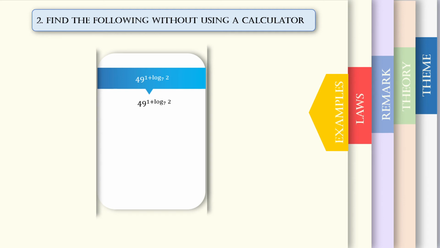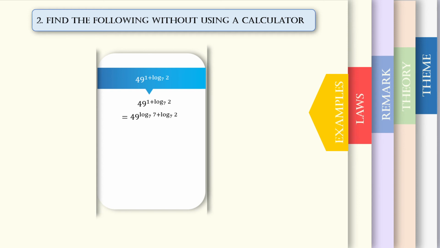Interesting exercise. If you analyze attentively the exponent of this power, you see that you have a natural number added to a logarithm. According to this property, number 1 can be written in the form of a logarithm in whatever base you want. And here, because we have logarithm base 7, we will write 1 as logarithm base 7 of 7. And we will get the following: 49 to the power logarithm base 7 of 7 plus logarithm base 7 of 2.